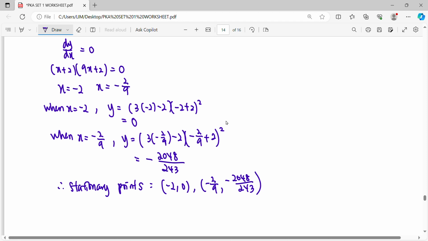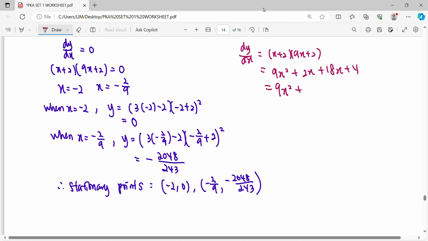So from dy/dx, which is (x plus 2)(9x plus 2), we can expand and differentiate it again. It will be easier than using the product rule here. So expand it: 9x squared plus 2x plus 18x plus 4. So actually our first derivative is only a quadratic. So when we do the second derivative, we differentiate term by term: 18x plus 20.